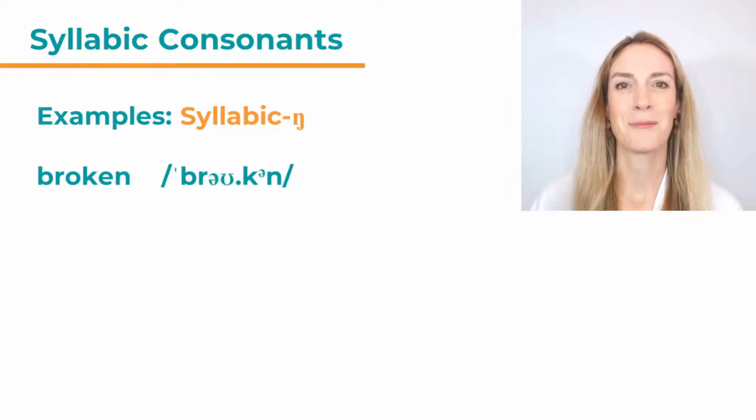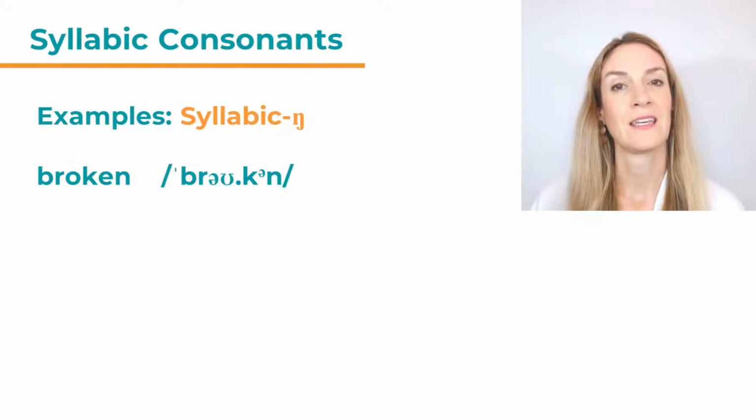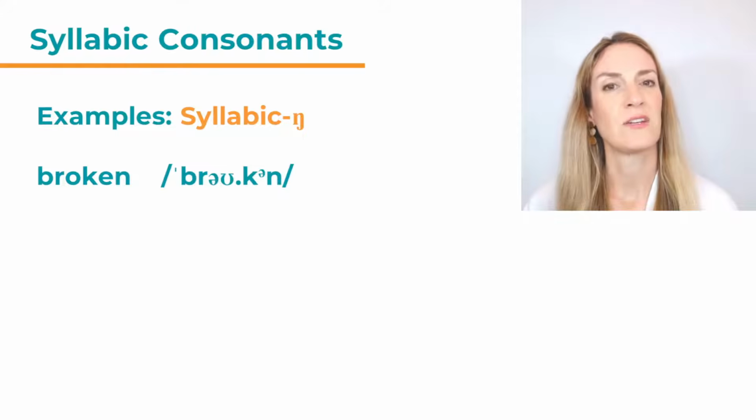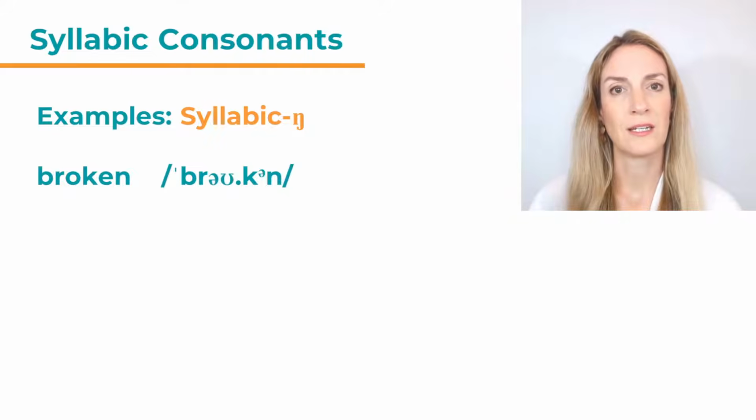Here is an example for syllabic-ŋ. Now this is the same sound that we would have in the word sing. Anytime you have the spelling ng or nk in English, it's not the same as n as in November, but formed at the back of the throat. So syllabic-ŋ, for example, in the word broken.